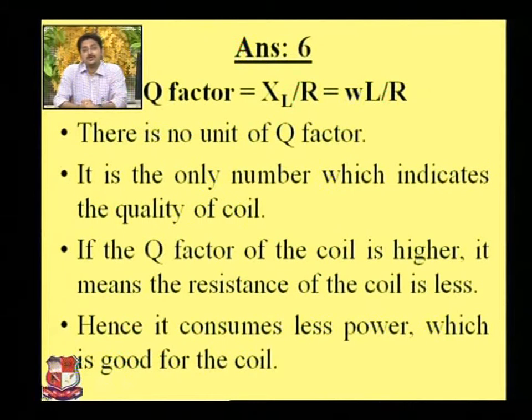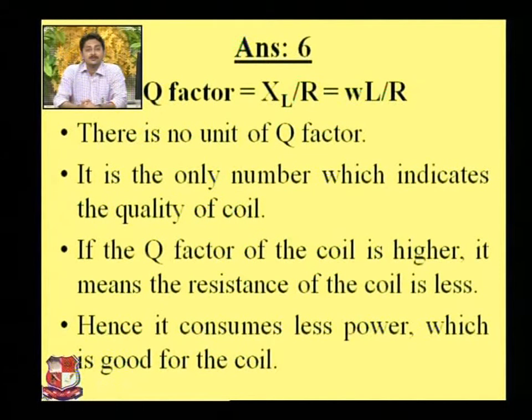If the Q factor of the coil is higher, it means the resistance of the coil is very small, because the Q factor is directly proportional to XL, the inductive reactance, but inversely proportional to the resistance of the coil. So if the Q factor is increased, R is decreased. It means the resistance of the coil is less. So it ultimately says that if you want to improve your Q factor, the quality index, then you have to make the resistance of your coil very small.